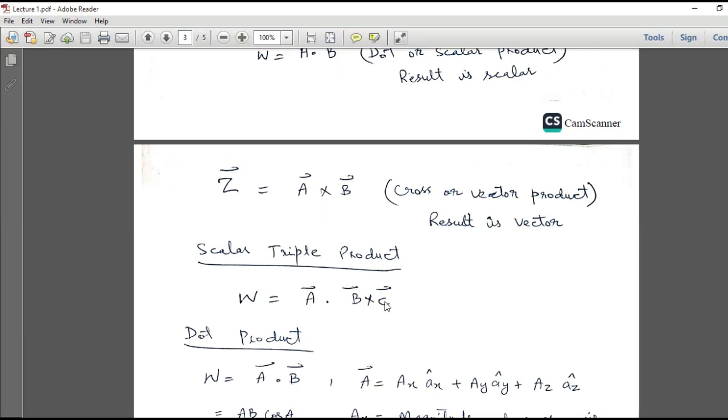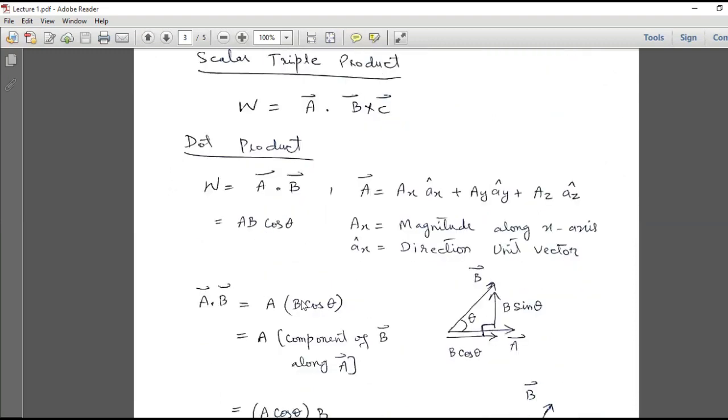So it means if we do not specify a bracket over here, it is understood that first B cross C will be evaluated and the result will be evaluated as a dot product with A. So this is called a scalar triple product. There is another product which is called vector triple product, which is equal to A cross B cross C, and the result of the vector triple product is also a vector quantity.